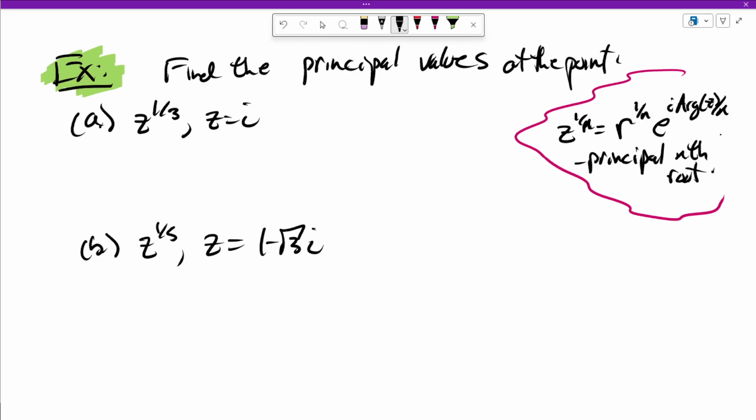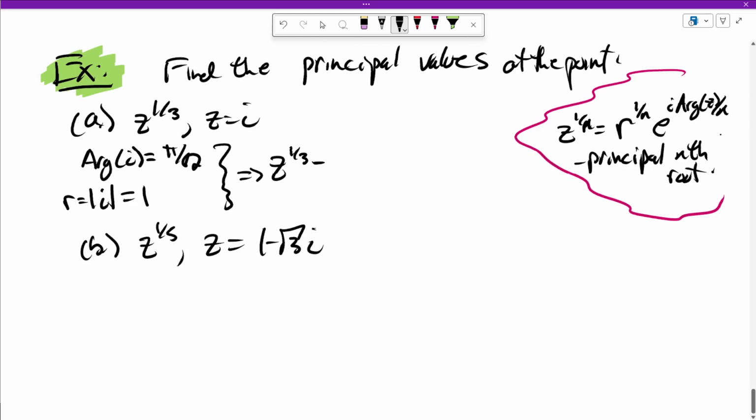Okay, so we want to compute the principal cube root of i. To do this, we need the argument of i. The argument of i is pi over 2. We also need the modulus of i, which is our r, our radius parameter, is 1. And so z to the 1/3 is going to be r to the 1/3, e to the i argument of z, pi halves, all over 3. 1 to the 1/3 is 1, so that doesn't really do anything.